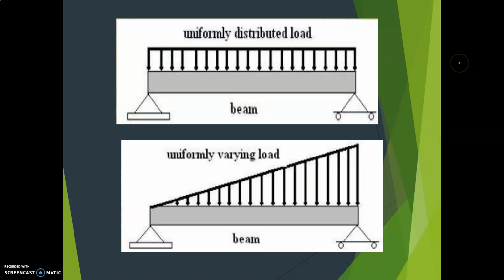And what is uniformly distributed load? That is also represented by the symbol UDL. As the name itself implies, a uniformly distributed load is spread over a larger area. Its magnitude is designated by its intensity, Newton per meter or kilonewton per meter. For example, the water pressure on the bottom slab of a water tank is an example of a uniformly distributed load.